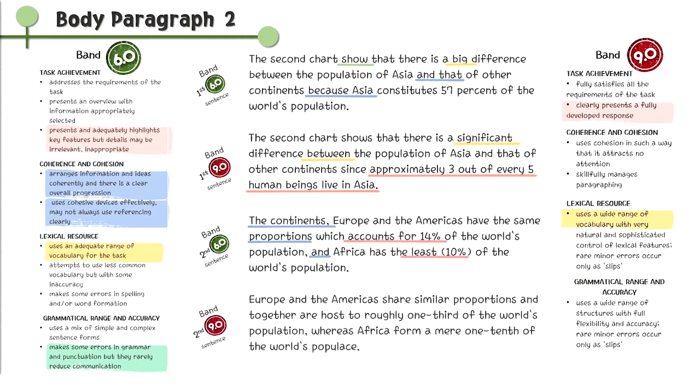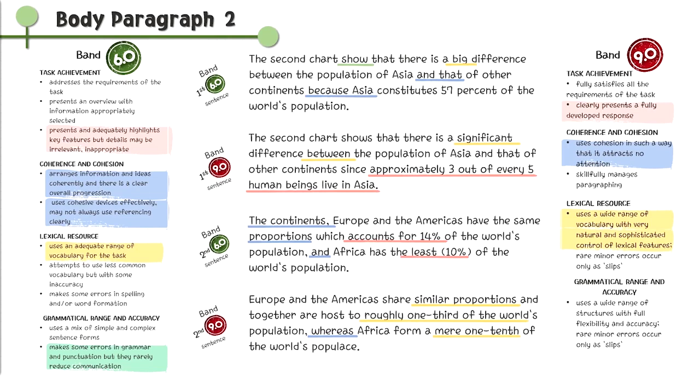Europe and the Americas share similar proportions and together are host to roughly 1/3 of the world's population, whereas Africa form a mere 1/10 of the world's populace. For the Band 9 second sentence, similar proportion sounds better than simply saying same proportion. Together host to roughly 1/3 of the world's population is a good way to present data. Mere 1/10 to describe the figure and the use of whereas to compare was properly used.